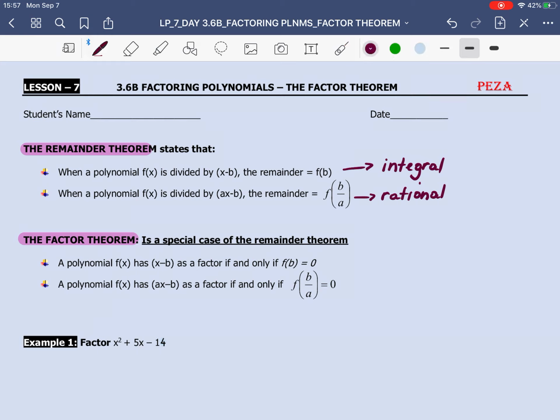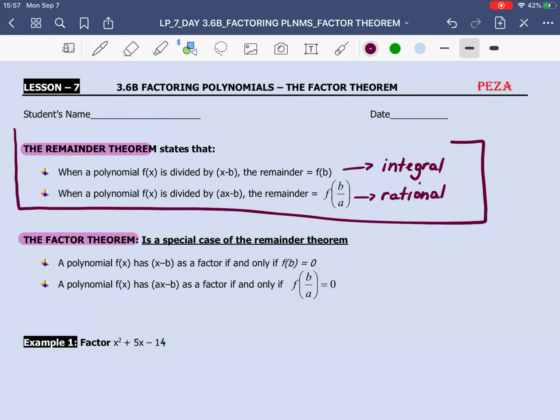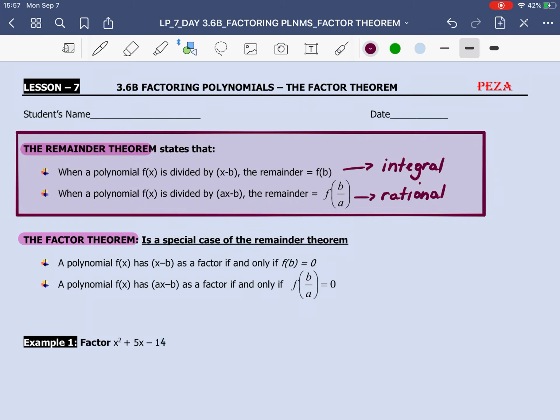So when it comes to the factor theorem, we won't go that far away from the remainder theorem because, as a matter of fact, the factor theorem is just a special case of the remainder theorem.